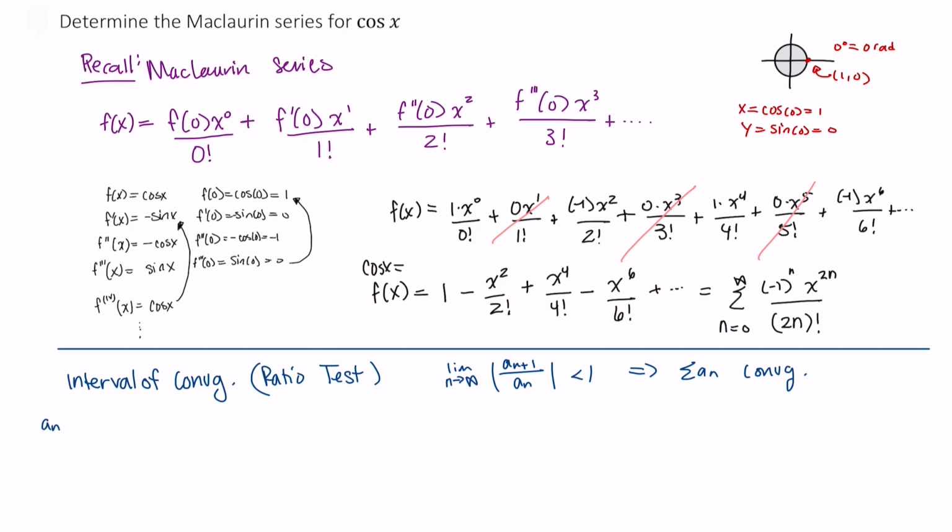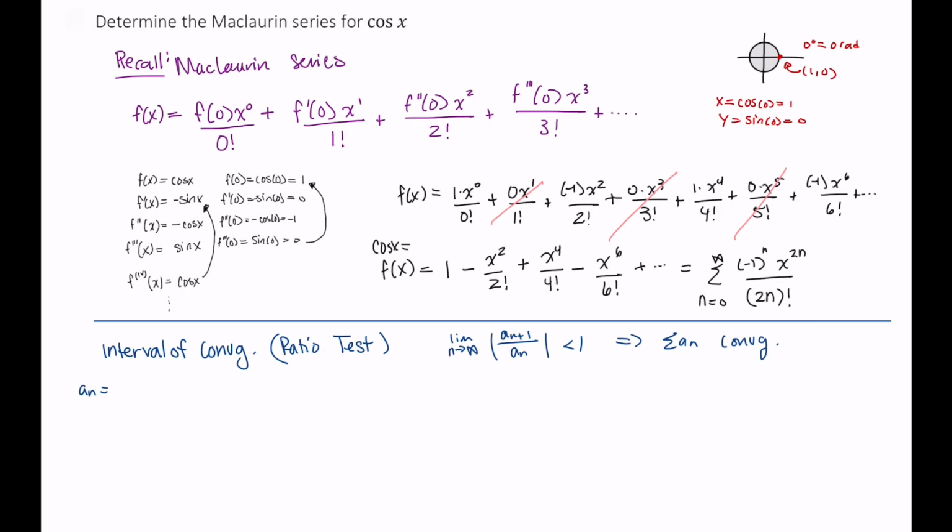Okay, so our nth term is equal to -1 to the n times x to the 2n divided by 2n factorial, and our n plus 1 term is equal to -1 to the n plus 1 times x to the 2 times n plus 1. And now we're going to put the n plus 1 in parentheses, since we need to be sure that we distribute this to get 2n plus 2. And then the same thing in the denominator, 2n plus 2. I went ahead and distributed our n plus 1 in parentheses.